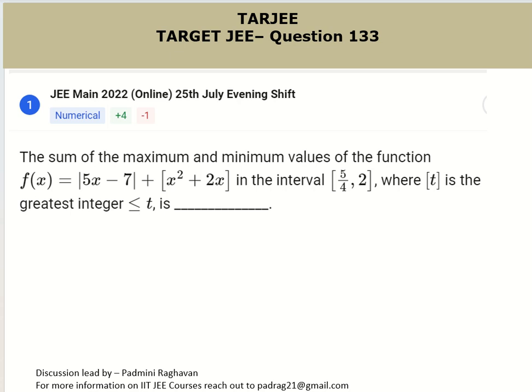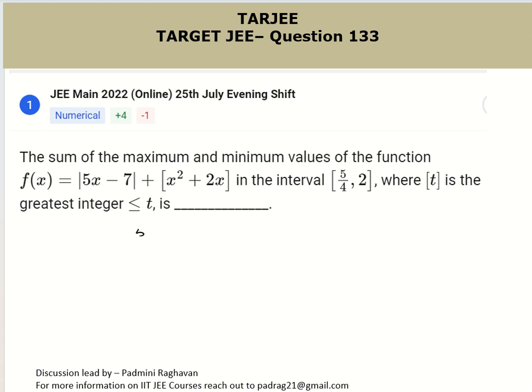The sum of the maximum and minimum values of the function f of x is equal to modulus of 5x minus 7 plus greatest integral value of x square plus 2x in the interval 5 by 4 comma 2, where square bracket t is the greatest integer less than or equal to t. A good question. So first let us understand the nature of modulus of 5x minus 7.